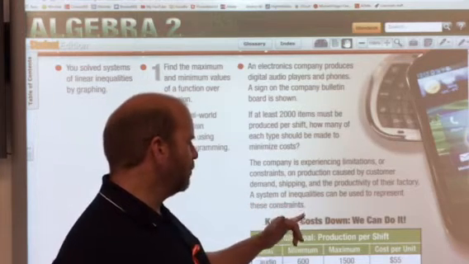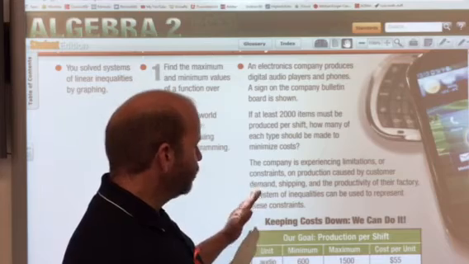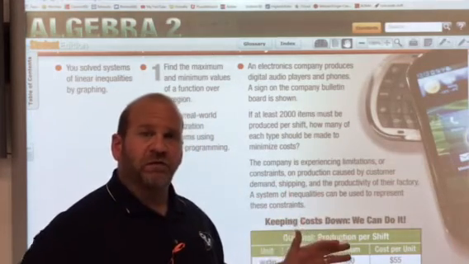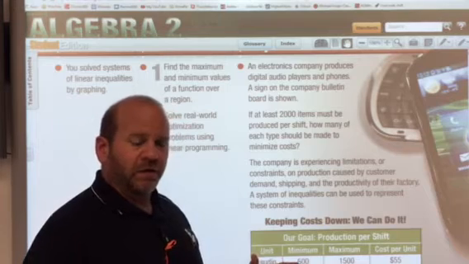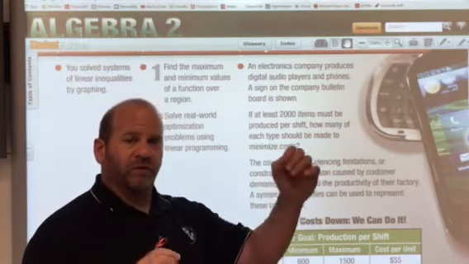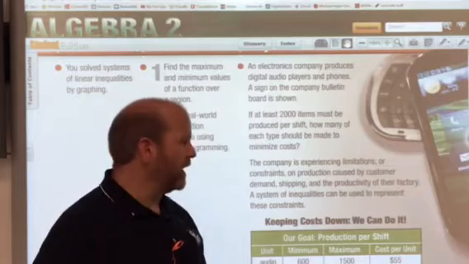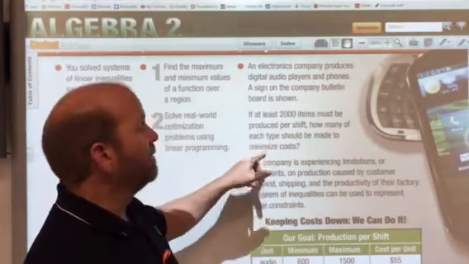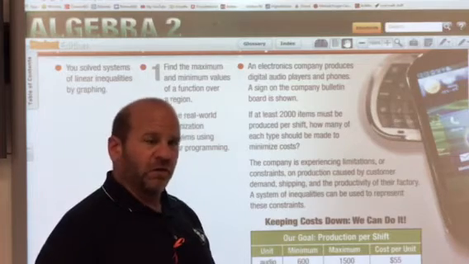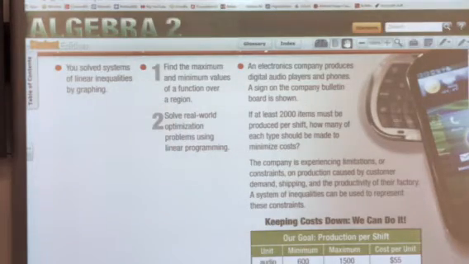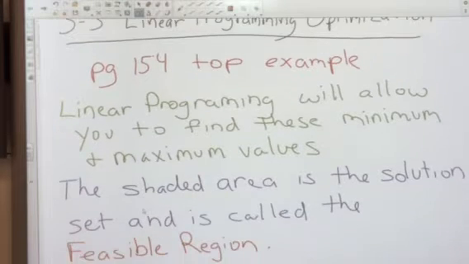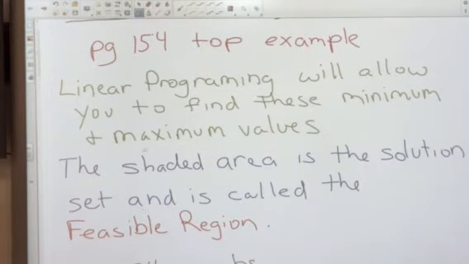A system of inequalities can be used to represent these constraints. So you have constraints that are basically linear equations, just like in section 2 when you were looking for the points of the vertices. It's essentially doing that same thing over again, but to minimize costs. So the minimum value is going to be minimizing costs. All right, so that's just an idea of what this is about. A linear program will allow you to find these minimum and maximum values. The shaded area is the solution set and is called the feasible region.